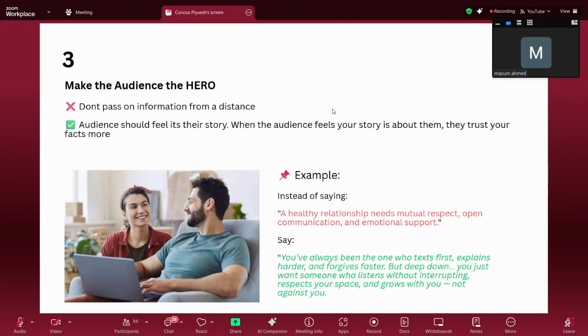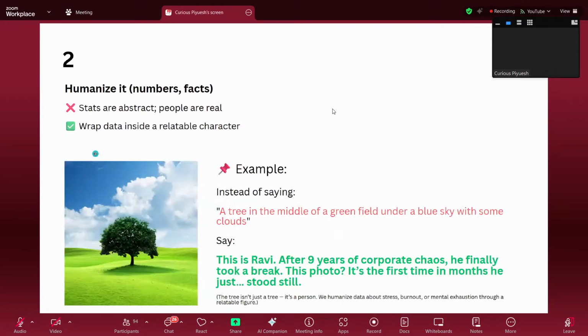Shall we move to the fourth? Excuse me, Piyush. Can you please go back to the second slide? I mean, the second one. Second one is this. Thank you so much. Yes. Any other questions?